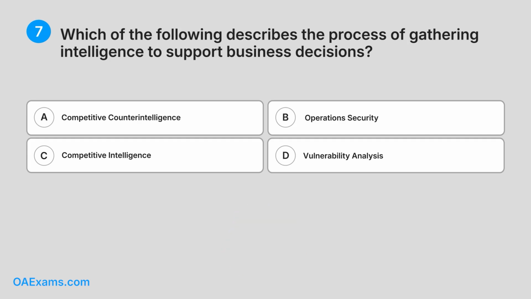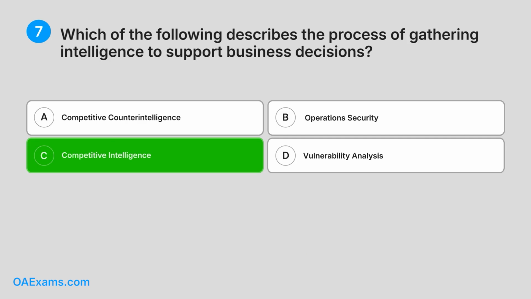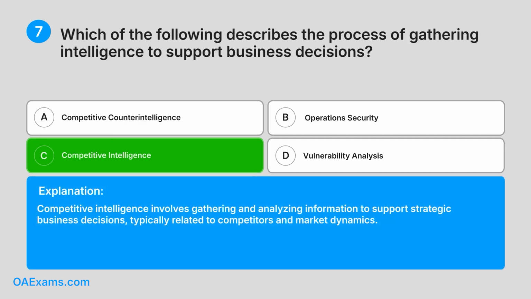Correct answer: C. Competitive intelligence. Explanation: competitive intelligence involves gathering and analyzing information to support strategic business decisions, typically related to competitors and market dynamics.